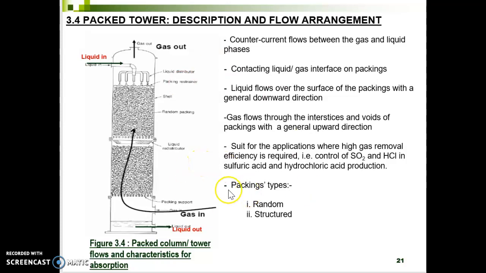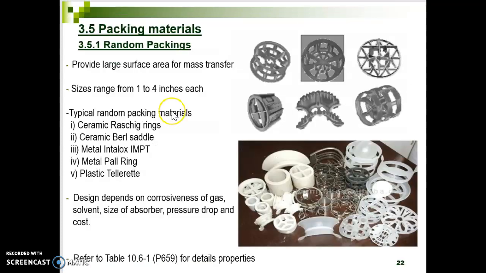So we already know that inside your packed tower, there will be packing material loaded in it. There are two types of packing materials: random packing or structured packing. For random packing, this is the packing material. You will see it has different shapes and sizes depending on its application.